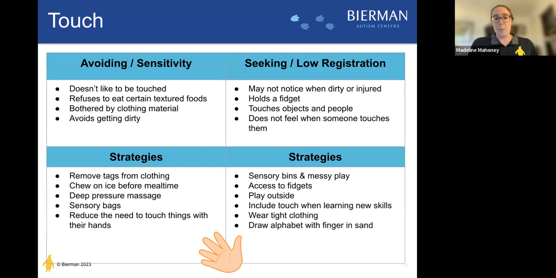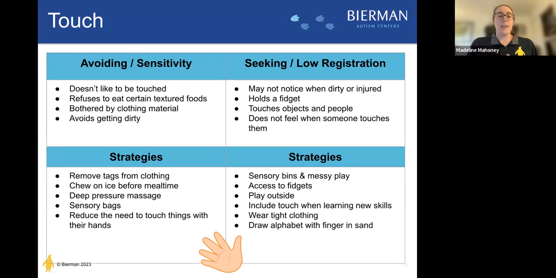So some things that we can do to help if someone is avoiding touch or very sensitive: wearing clothes that maybe don't have tags or are seamless, now that different clothing companies are making more touch-friendly clothes. That might be an option. Chewing on ice before mealtime is a way to diminish the senses in the taste buds on the tongue, and can help reduce that reaction to a new food, or even just a preferred food that has a really intense taste. It can reduce that. Deep pressure massage, so a lot of squeezes and input that way.